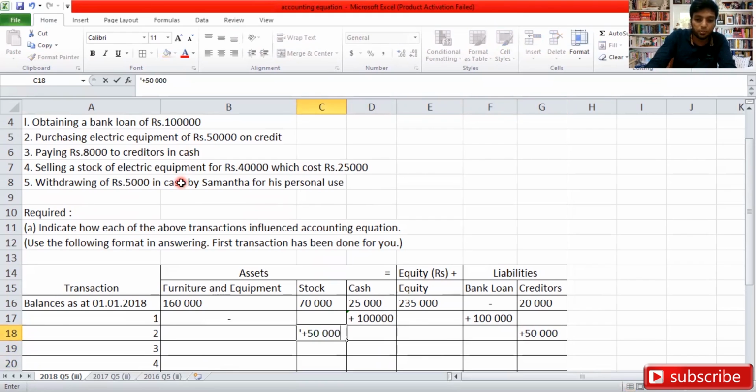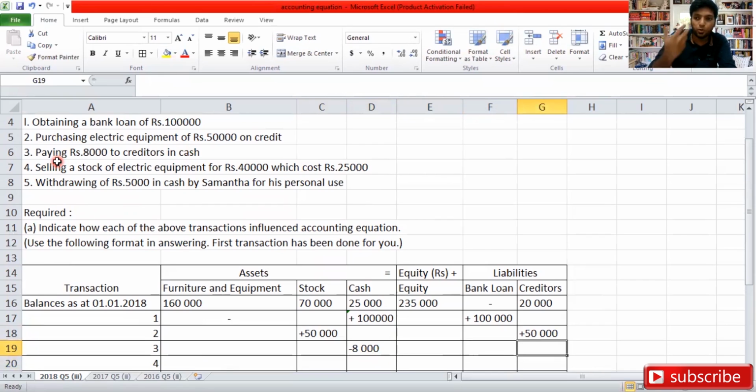So I'll put here 50,000. That's the second adjustment. So moving on to the third one, paying 8,000 to creditors in cash. When you pay, your money is going down, the cash is going out of your hand. So minus value, the cash will decrease. So I can represent here 8,000 is going out of the business.